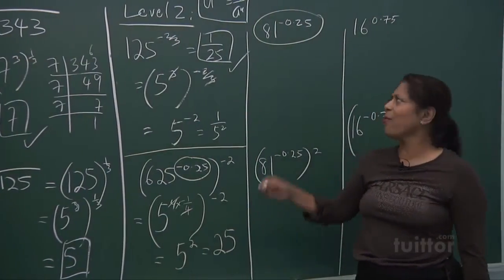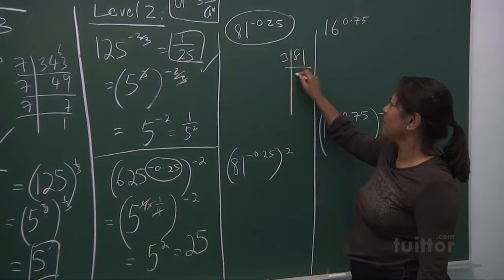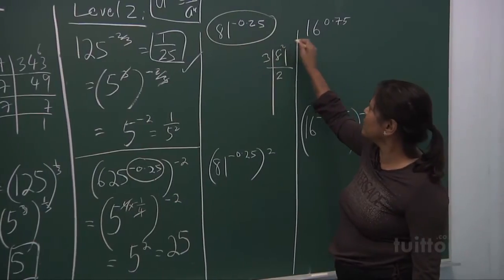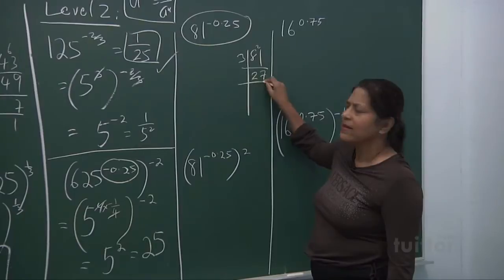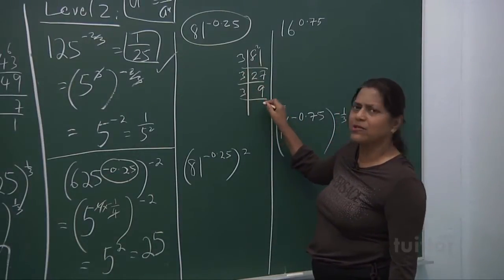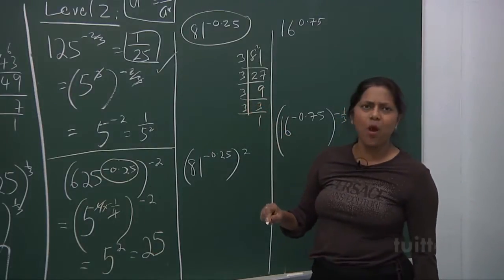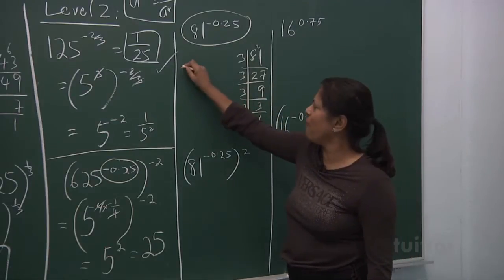What is 81? If you do a prime factorization, a quick one, you get 3 times 3 times 3 times 3. 81 divided by 3 is 27. Divide again by 3, you get 9. Divide by 3, you get a 3. Divide by 3, you get 1. 81 is 3 to the power of 4.